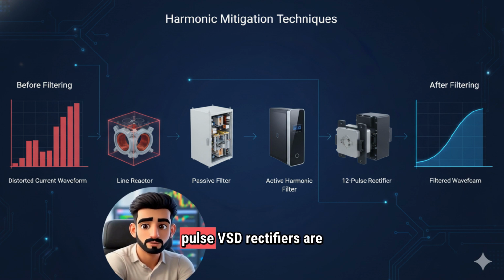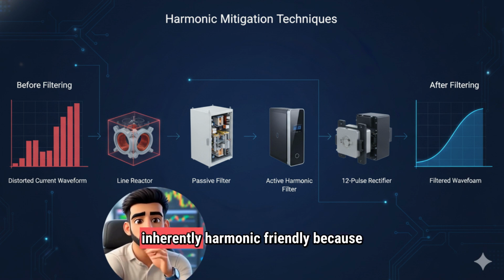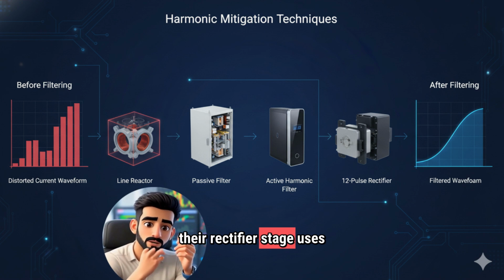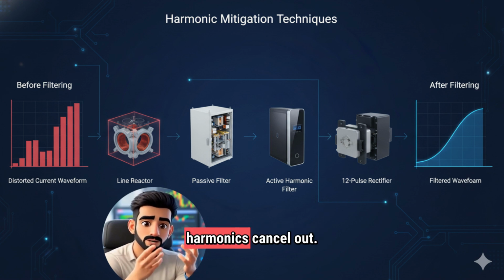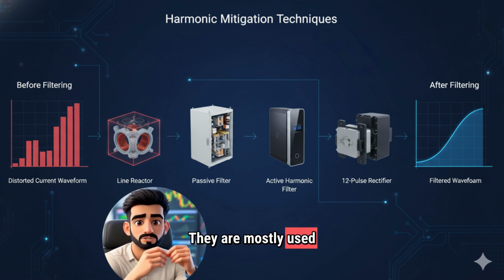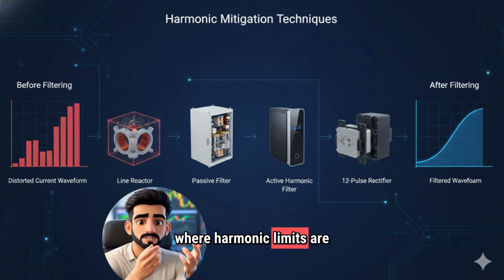12 pulse and 18 pulse VSD rectifiers are inherently harmonic friendly because their rectifier stage uses multiple phase shifts and harmonics cancel out. They are mostly used in high power drives where harmonic limits are strict.